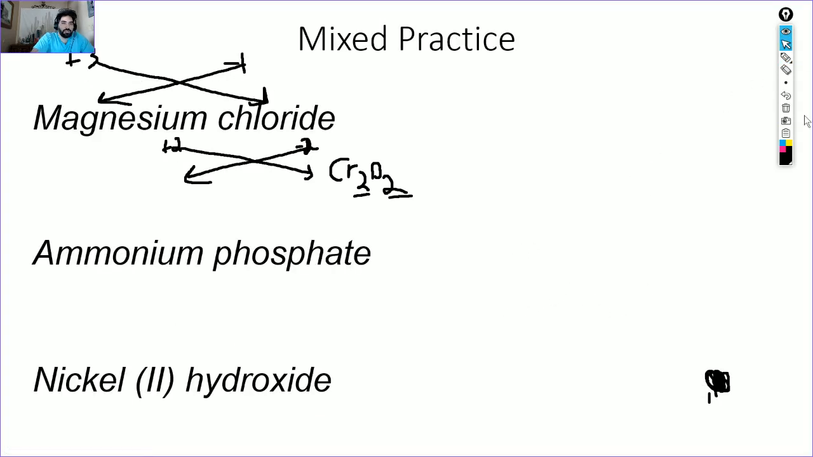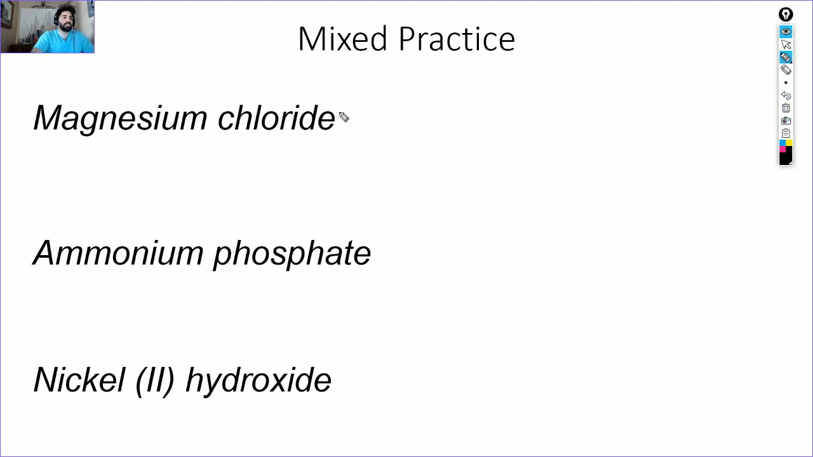And that's how you do it. Now, what I want you guys to do is practice these 3 examples and try to name them yourself. I will give you a second to pause it and do it, and now let me go over it. So magnesium has a +2 charge. Chlorine has a -1 charge, so you end up with Mg1, you don't write the 1, Cl2.